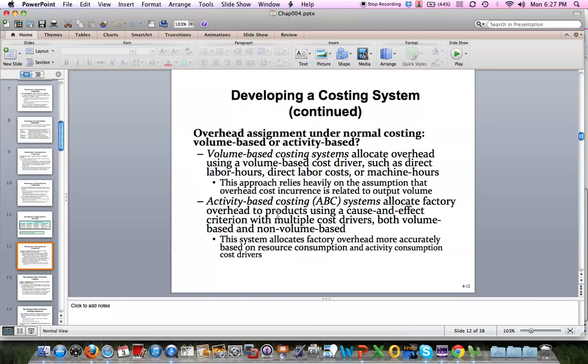Activity-based is a little bit different. Now we're looking at a cause and effect relationship with multiple cost drivers. Some are volume-based, some are non-volume-based. It's a very accurate system, and it's really looking at different activities that need to be taken to manufacture a product or to deliver a service. And we're measuring what causes each of those activities to happen and how much it costs for each activity to happen. It's a very refined, very accurate method. We'll talk about it in a different chapter. For us, we're going to focus on the volume-based.